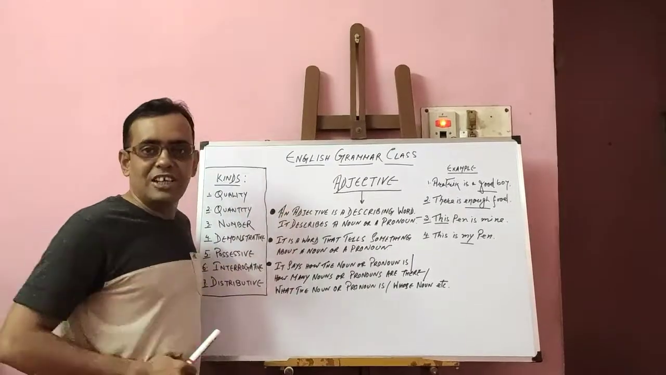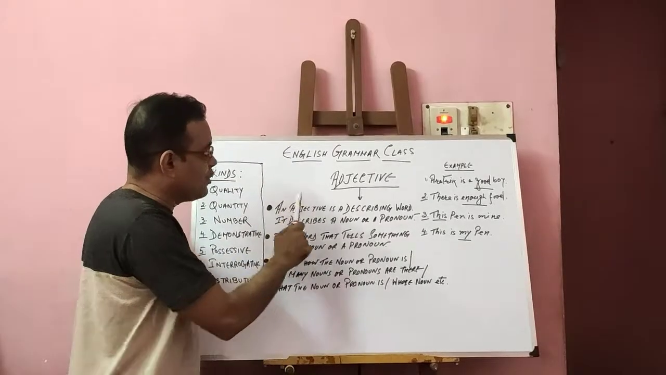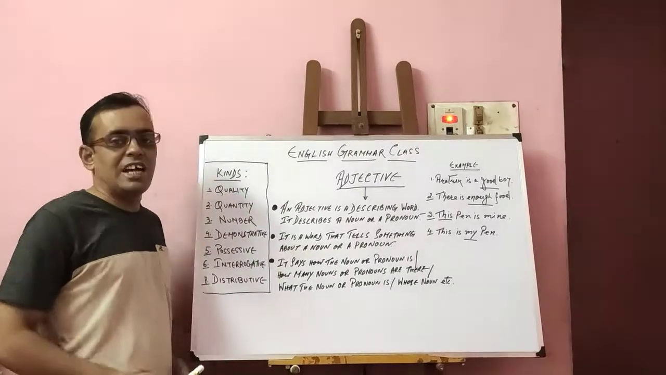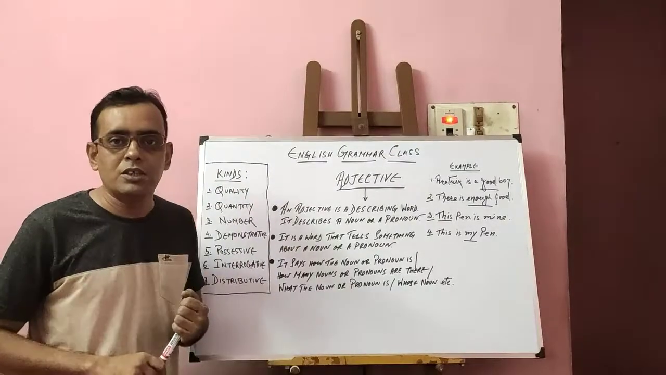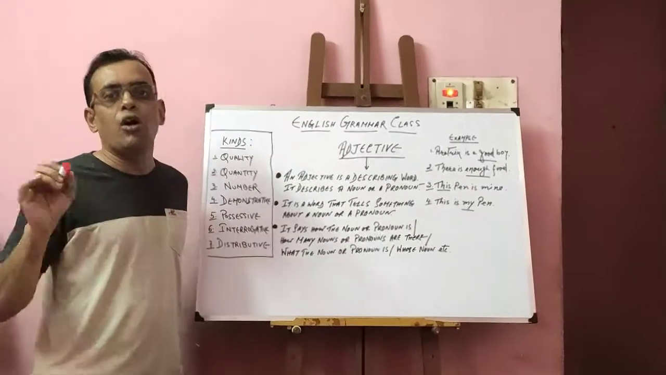Today we are studying adjective. So we have to get to know what is adjective. Adjective is a word that describes a noun. It's a describing word. Adjective is called describing words. So it describes whom? It describes a noun or a pronoun.